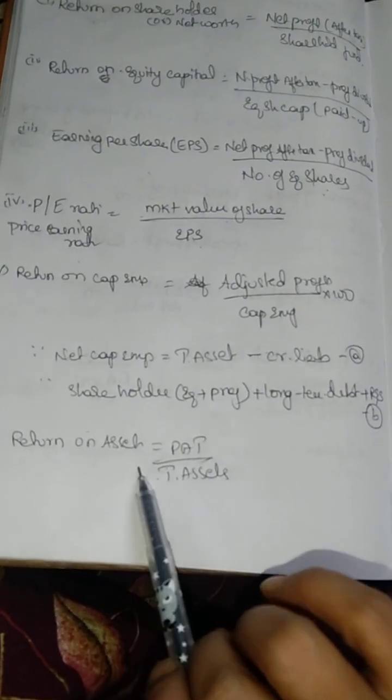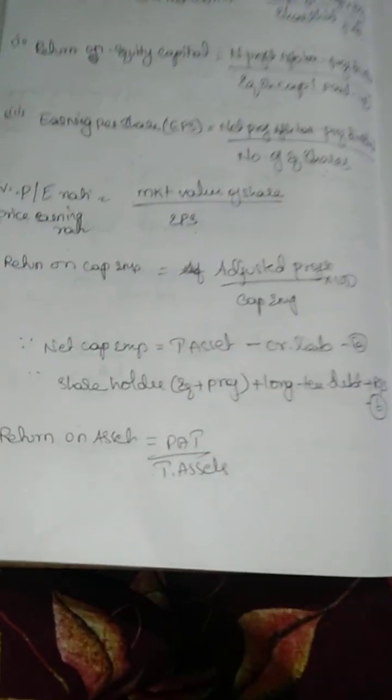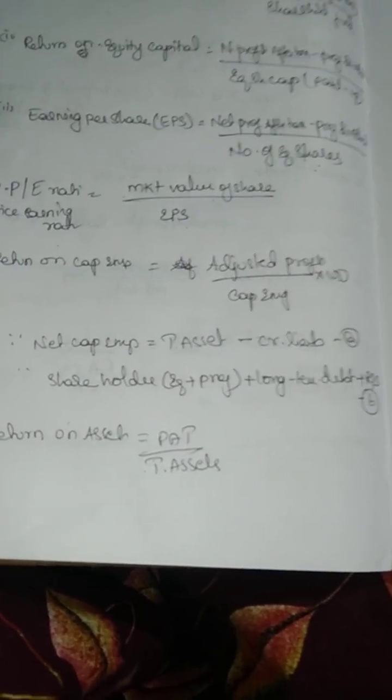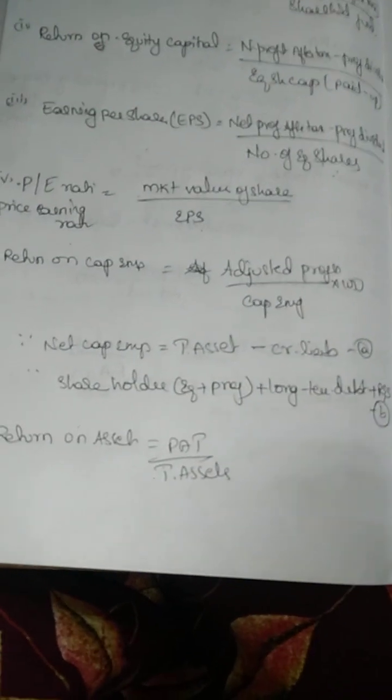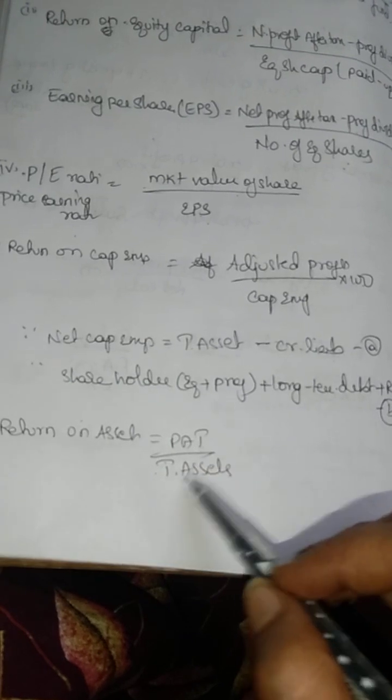And if he is giving return on assets, return on assets obviously again will be after tax only. So PAT divided by total assets. If he is asking return on only fixed assets, then you will take PAT divided by fixed assets.